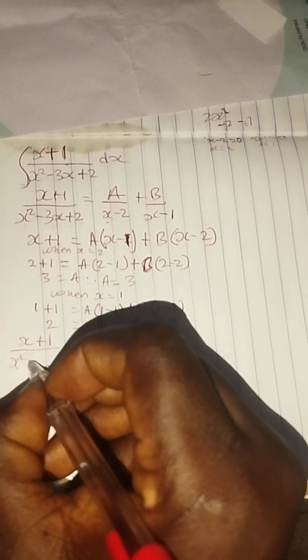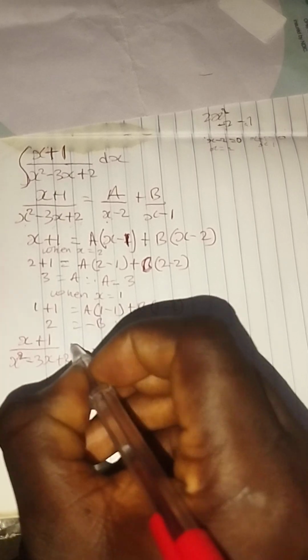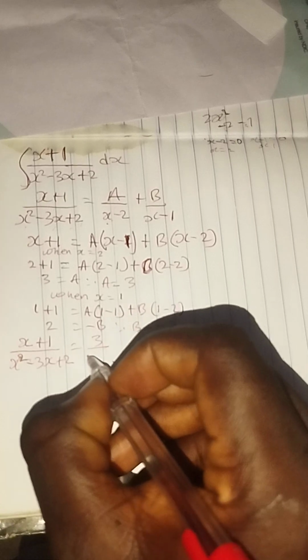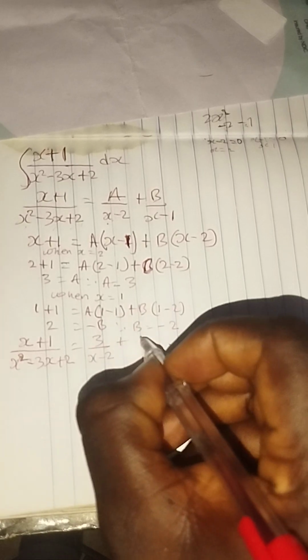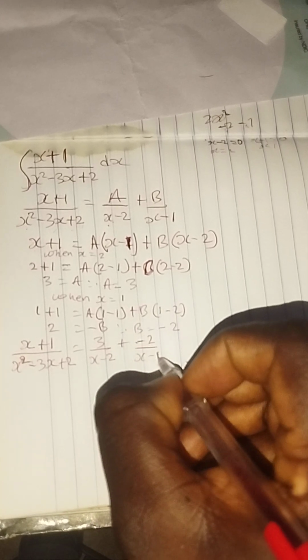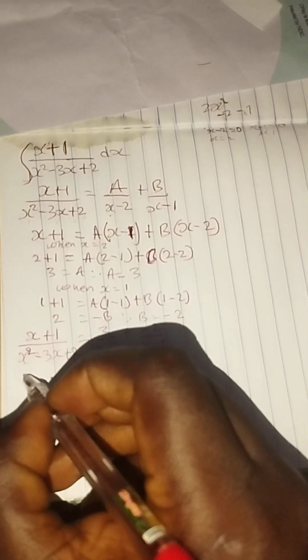Now let's take it back to the equation. We have x plus 1 all over x squared minus 3x plus 2 equals, the value for A is 3, so we have 3 over x minus 2, plus the value for B, which is negative 2, so we have negative 2 over x minus 1.